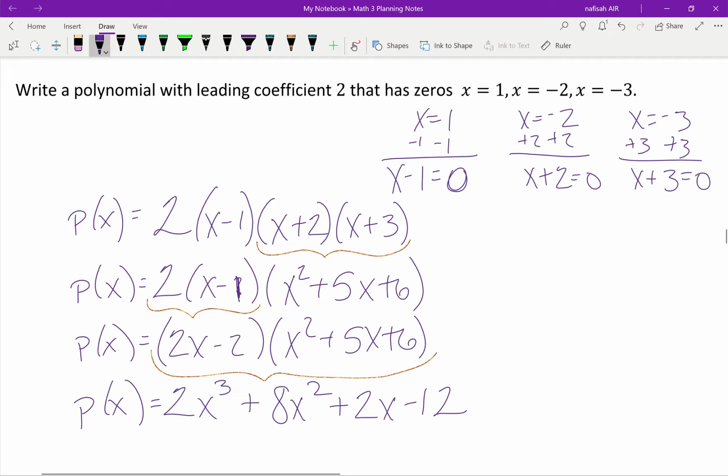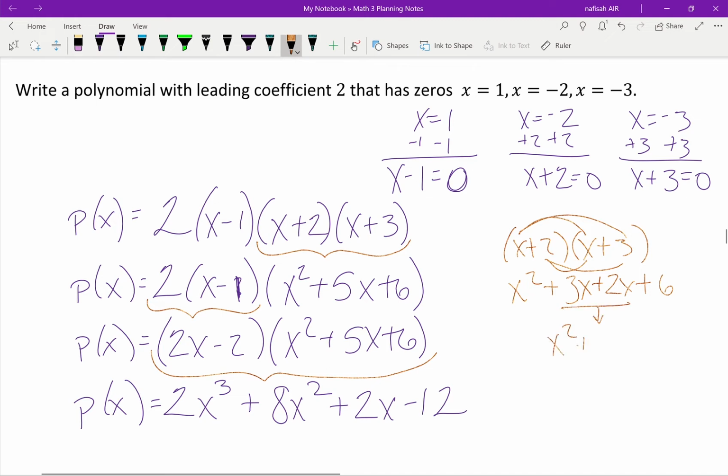And again, if you need to know what I did, I use box or FOIL. So I'll show you an example of what I mean with the x plus 2 and the x plus 3. I had x plus 2 times x plus 3. So I did x times x and I got x squared. I did x times 3 and I got plus 3x. And then I multiplied the 2 by the x and got 2x. Multiplied the 2 by the 3 and got 6. I combined these, and that's how I got the x squared plus 5x plus 6 when I multiplied them together.